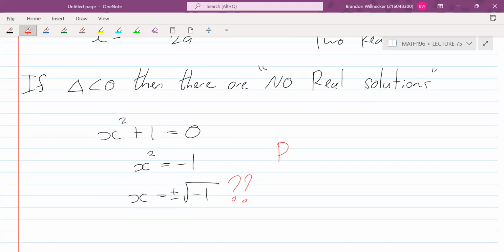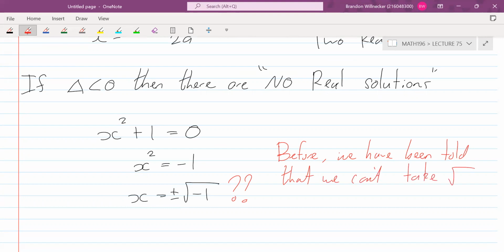Just a little note on that. Before, we have been told that we can't take the root of a negative number. That's what we know from before. We can't take the square roots of a negative number. That's one of the rules that we learned. However, we know that this is a quadratic. It's x squared plus 1 equals 0. So we really want this to actually have two solutions, not just no solution.